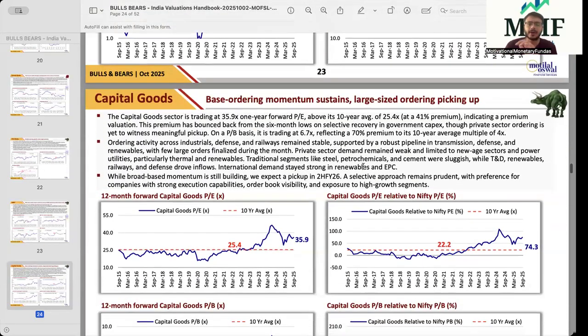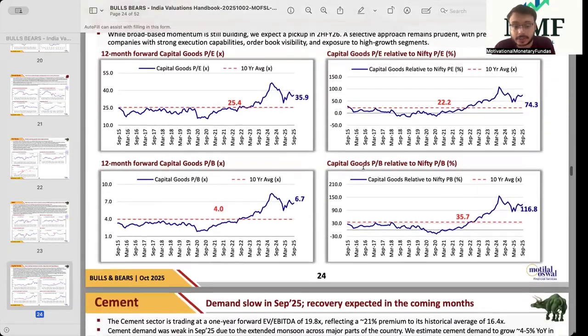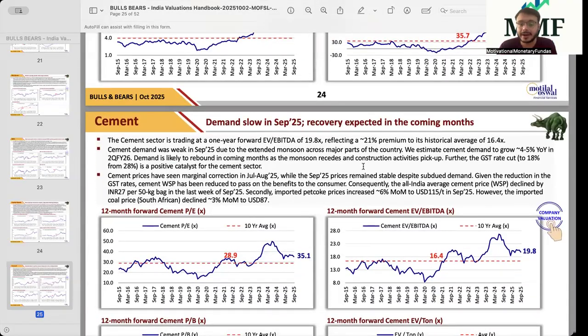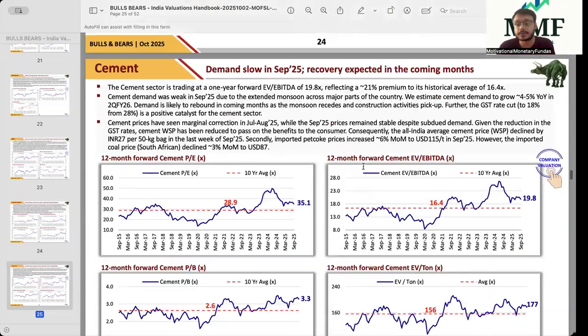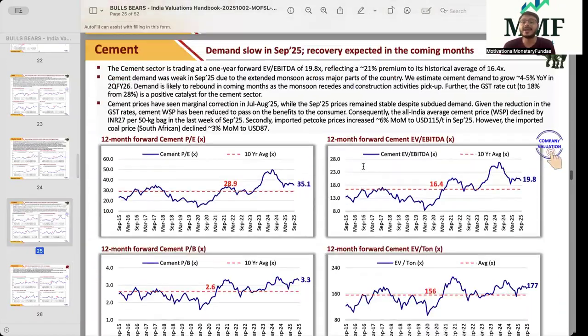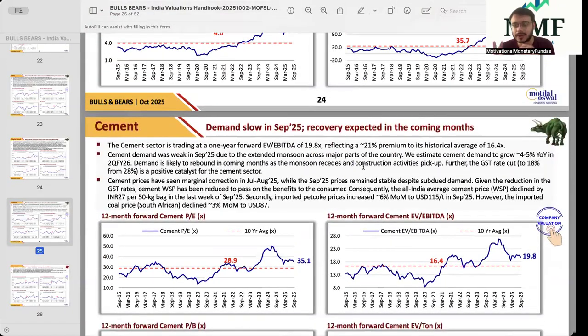Capital goods are trading at a 41% premium as of this point of time. Cement is trading at a 21% premium. But that doesn't mean that, one more thing, we have all the consumption, right? We have all the sprinkler effect upon consumption. Now, people are saying that the focus has shifted from capex to consumption.